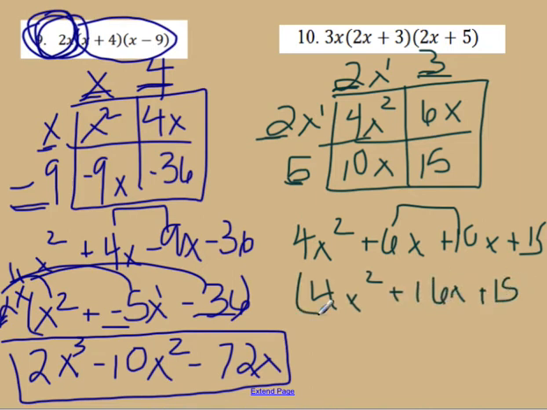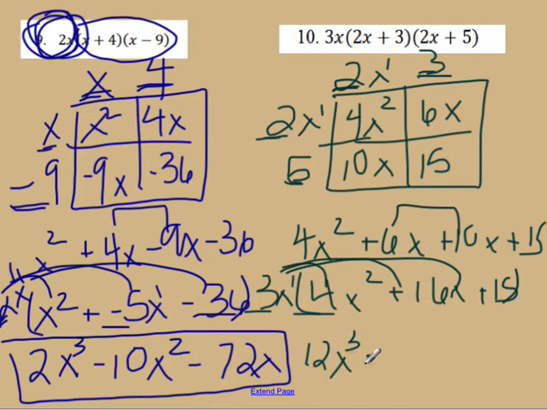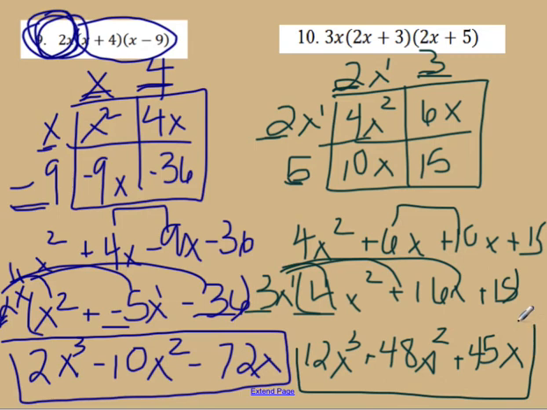And then now we need to take this and multiply by 3x. So we're going to distribute that in. And when we do that, we're multiplying the coefficients and adding the exponents. 3 times 4 is 12. X to the first times x squared, add the exponents and you get x cubed. 3 times 16 is 48. X to the first times x to the first is x squared. 15 times 3 is 45. And then we also want to make sure we keep that x. So this right here is your final answer for number 10.